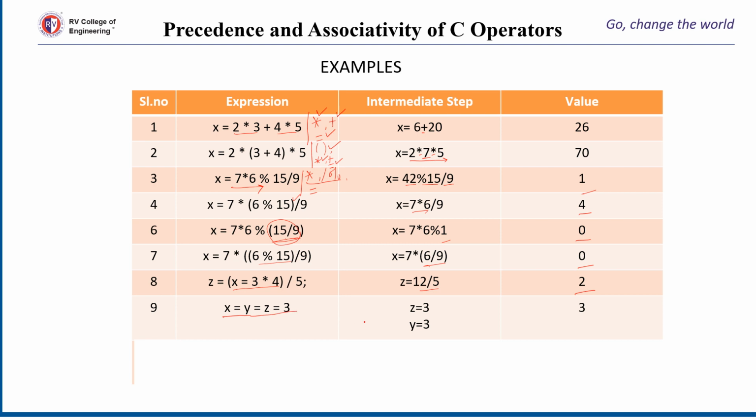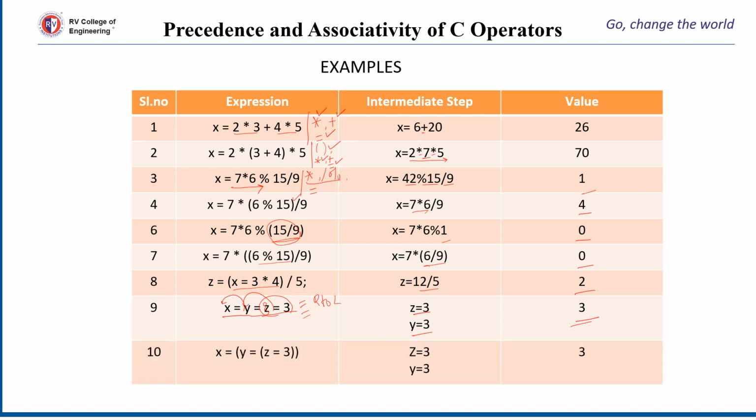Now what happens in this case? Whenever you have multiple equal to operators, the order of evaluation is right to left. So 3 will be assigned to z first, right? That 3 will be assigned to y, so y becomes 3. Now that value will be assigned to your x, so the final result will be 3. Okay, now here z is equal to 3, right? If at all you don't want the confusion, you can put the same expression in parenthesis, right?